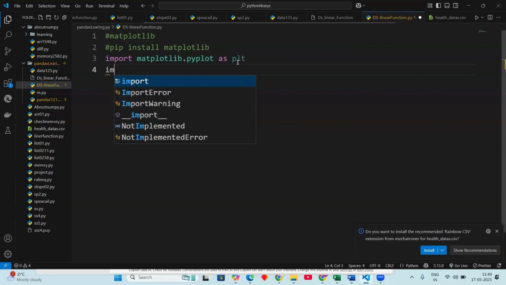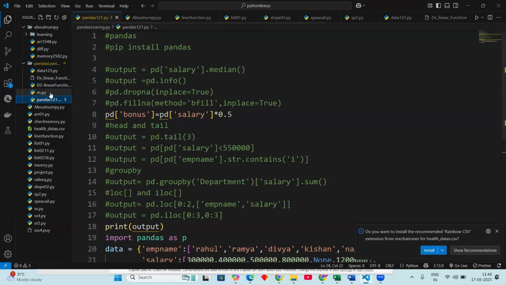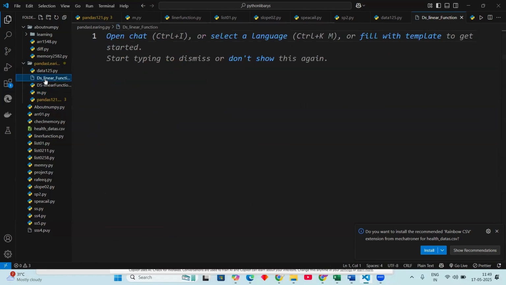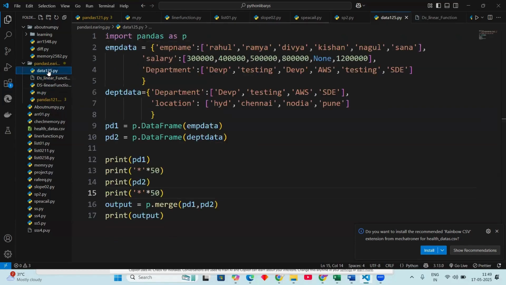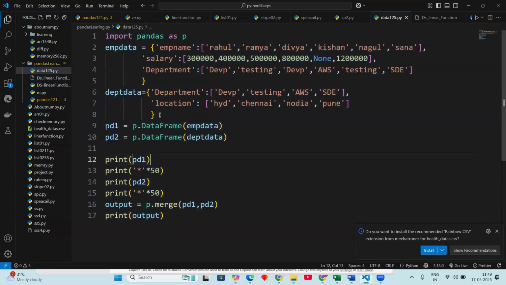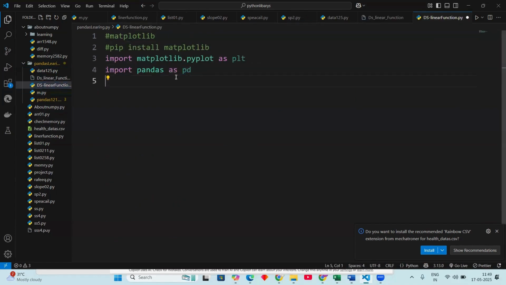Yesterday we discussed pandas, so now import pandas as pd. Yesterday we created data like this, right? Where is the pandas file? Okay, we created data like this. So instead of this part, we directly import the data into the linear function by using pandas.